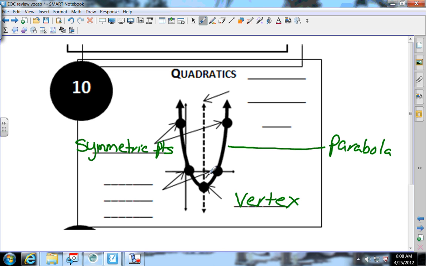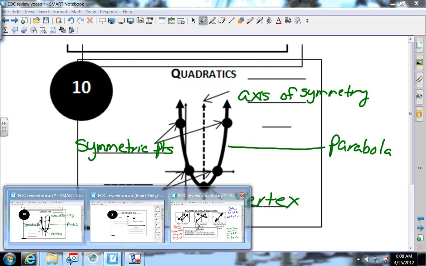What is this line? It's not the y-axis. It's over here. But it's going to be the axis of symmetry. Now, look right here. These are symmetric points as well, but what else are they? What is it crossing? The x-axis. So that means that they are the x-intercepts.